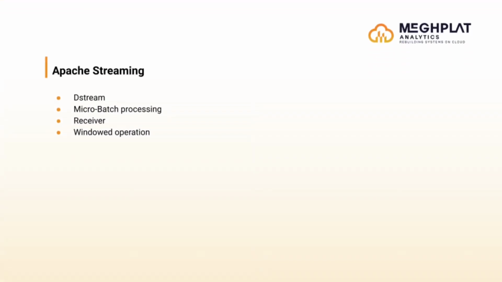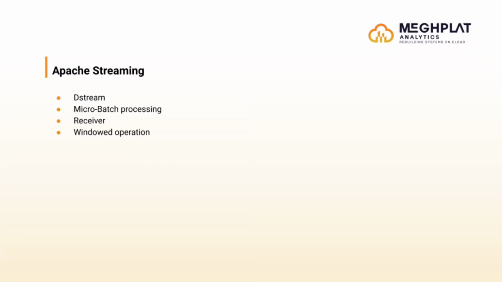Now, here come the key concepts, or the terms which are important for understanding Spark Streaming. First one is DStream. DStream is the fundamental abstraction in Spark Streaming. It represents a continuous stream of data divided into small batches. So basically it divides the streaming data into small batches, and these streams can be created from various sources such as Kafka, Flume, HDFS, or custom sources, right?